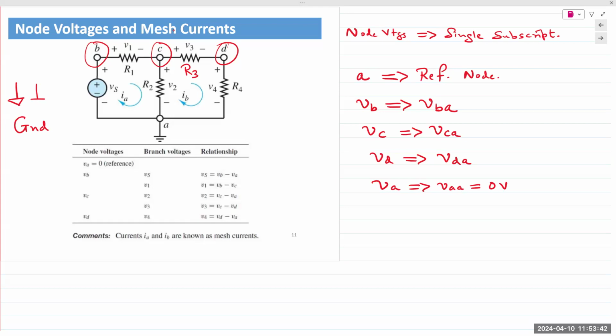And from there, I would state this, that you can choose any node as your reference node for the purposes of this analysis. Okay, and I will explain that statement.